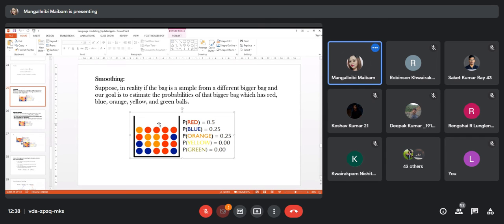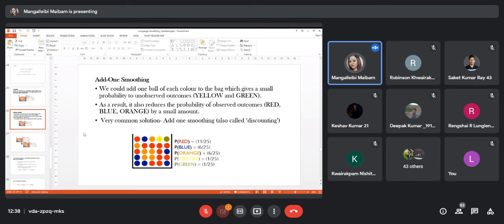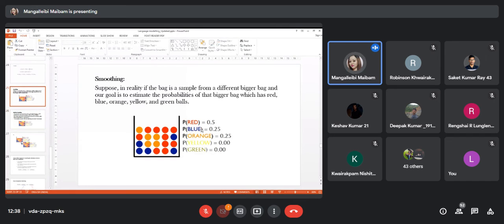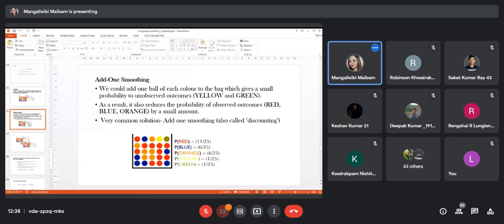We consider that way. Then our calculation becomes like this. So after adding 1, 1, 1, our probability value will be changed. The initial probability for that was 0.5. After add-1 smoothing, it is 11 by 25. So you may have some lesser value than the previous one.